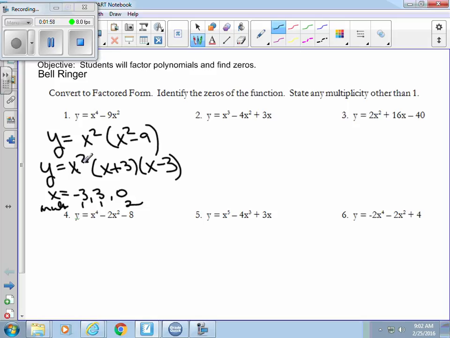It is how many times the 0 appears. I got a lot more talking than should be happening. X factors out.